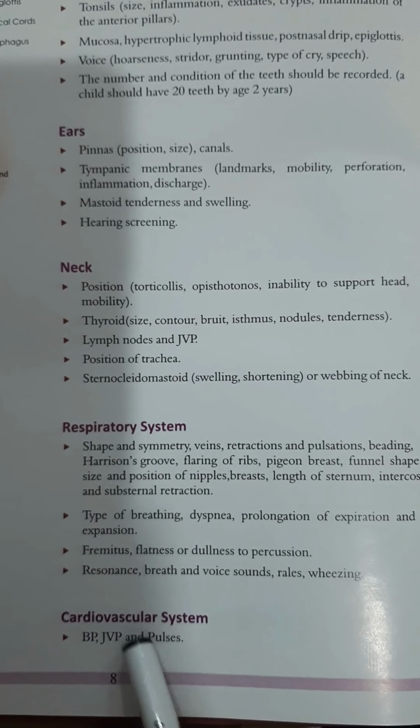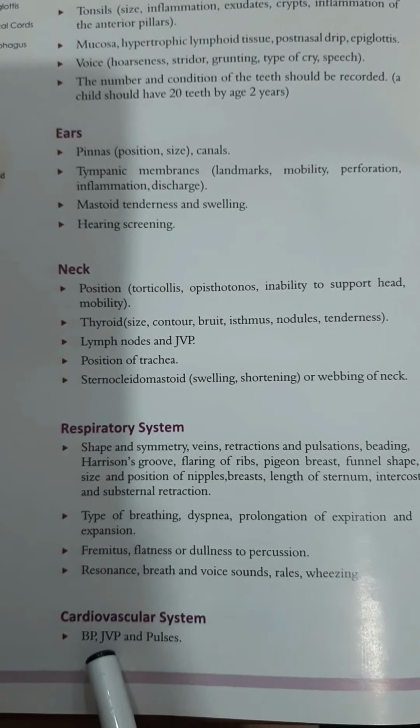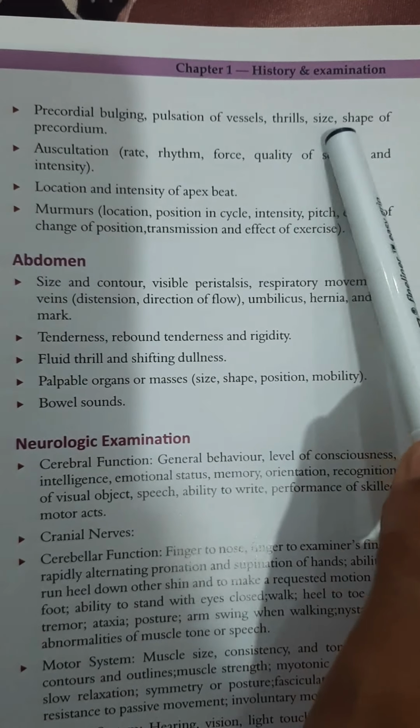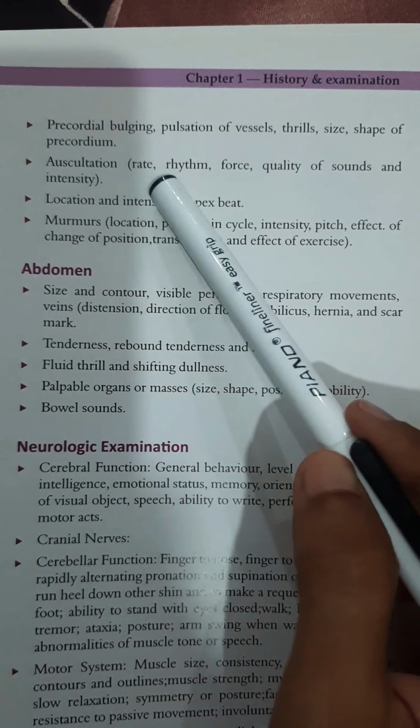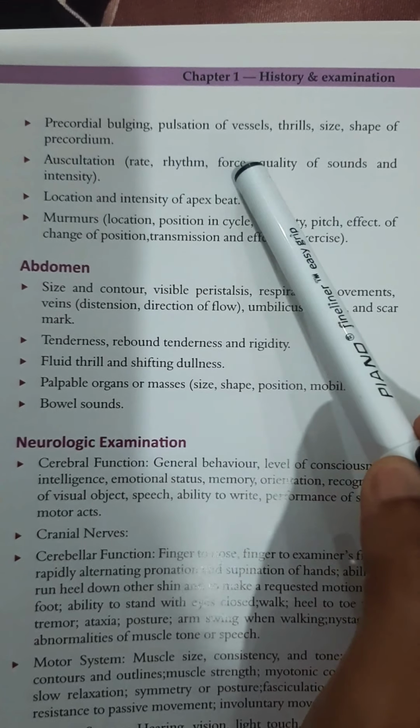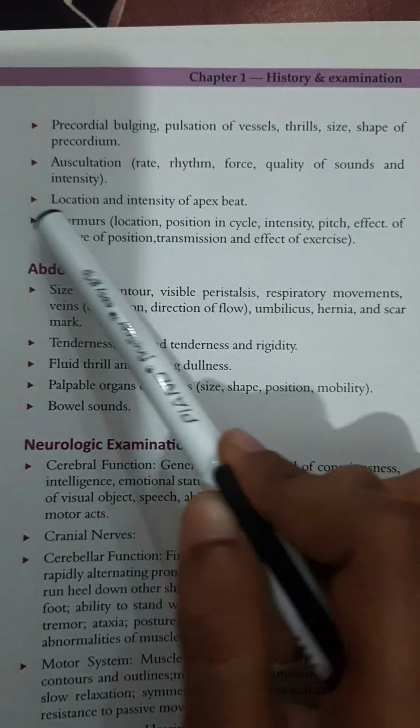Then coming towards the cardiovascular system, we will check the BP, JVP and pulses, which are included in the general physical examination of the cardiovascular system. And for the specific examination, we will see the precordial bulging, pulsation of the vessels, thrills, size and shape of the precordium, and auscultation, in which we will check the rate, rhythm, force, quality of the sounds and intensity.